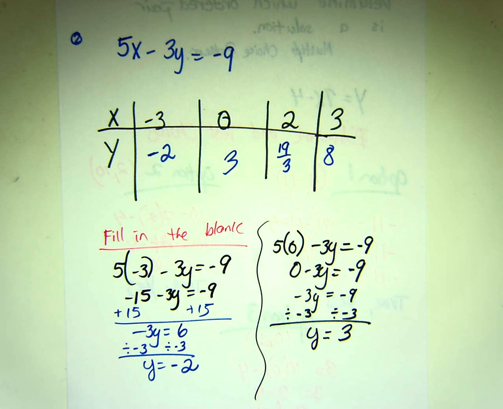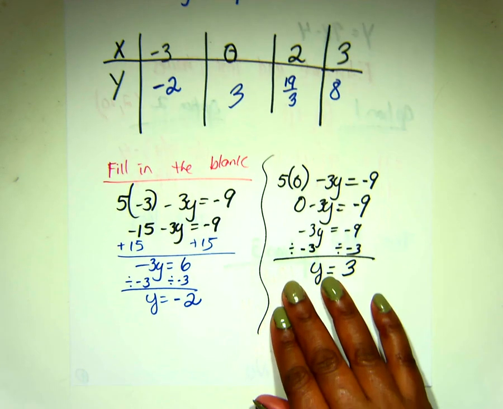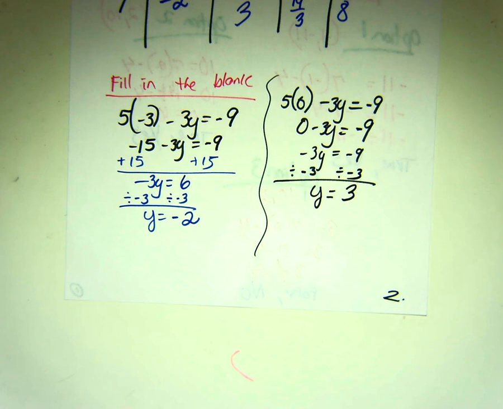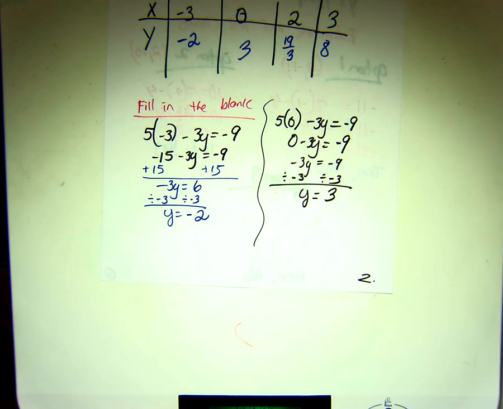The next one, we're going to substitute x as 0. So 5 times 0 is 0. Bring down your -3y. Bring down your -9. Divide both sides by -3. Hence, your y now is +3. Remember, two negatives give you a positive. So I'm going to scooch on up just a little bit so you can still see the problem.